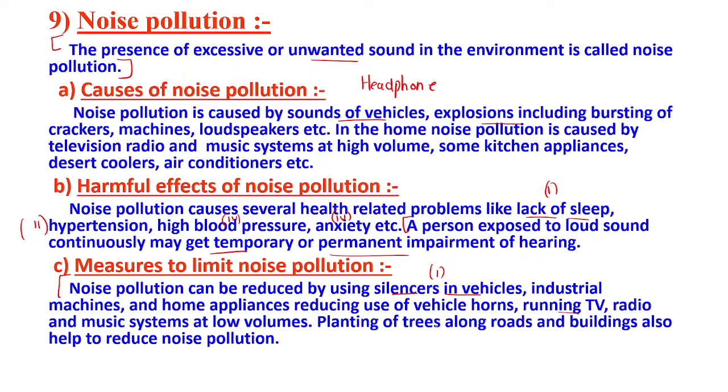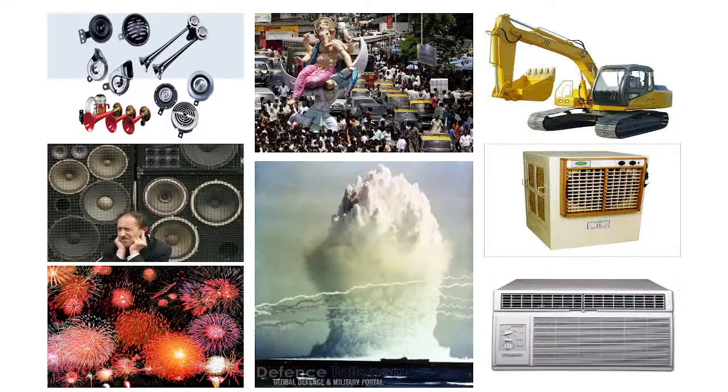Another way is planting trees along the roadside and around buildings, which also helps in noise reduction. That's very, very important. By planting trees along the roadsides and buildings, they help to reduce or eliminate the noise that is generated in their vicinity. So these are the causes, effects and measures of noise pollution.